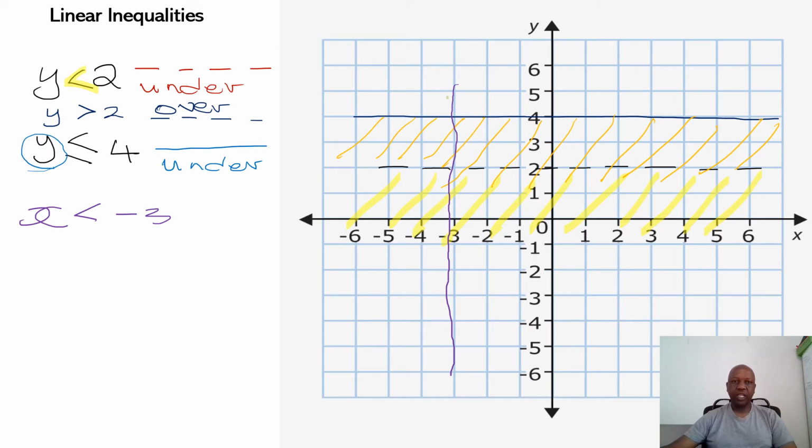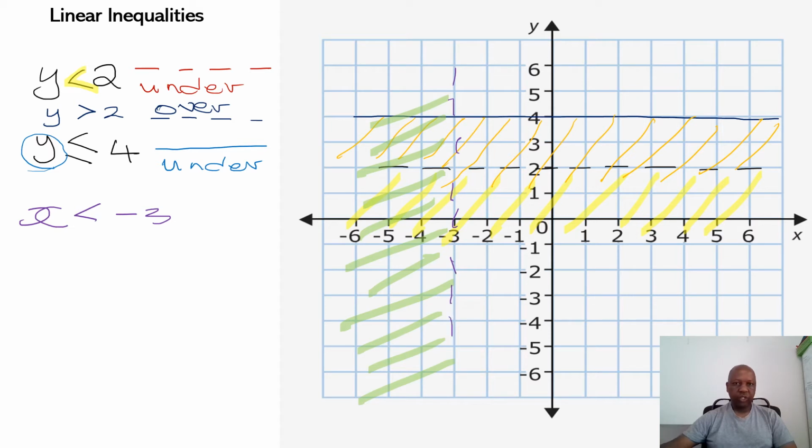It is not equal to, oops, sorry, made a mistake already. It's not equal to. Did you guys see what I did there? It's not equal to, so it's not supposed to be a solid line. It's supposed to be a broken line because there's no equals to.